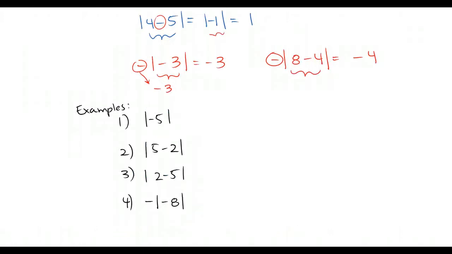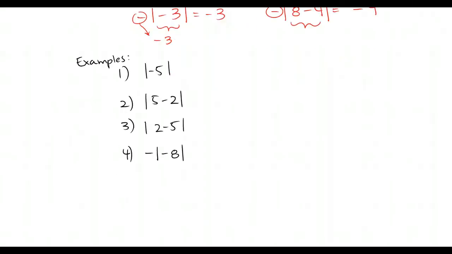Okay, I'd like you to pause now and work on these 4 examples here. Pause the video and then come back and see if your solutions are correct. Okay, now on example number 1, after you apply the absolute value here, you're going to end up with +5. So the absolute value of -5 is +5. Now on example number 2, remember you want to simplify the inside before you begin this problem. So you want to simplify 5 minus 2 to get 3, and when you take the absolute value of 3, you still get the number 3.